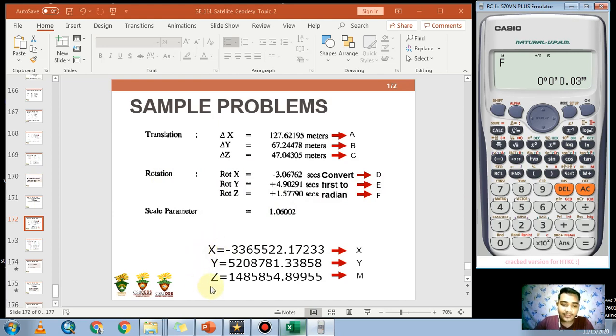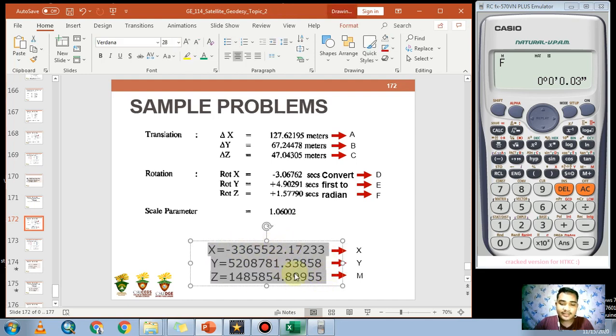And ato lang utrohon is ang kaning given na nga XYZ karon. So kani ang given XYZ sa atong problem kaganina, and we need to store this one in memory X, Y, and M. To do that, again, negative 3365522.17233. Ato siyang i-store sa memory X. Next is 5208781.33858. Ato siyang i-store sa memory Y. And si Z is 1485854.89955. Store sa memory M.